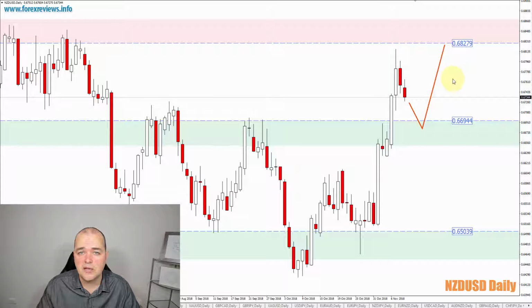So overall on this market, highlighting that if price pulls back and tests the 66.94 zone area, this is an area on this market where I'm just looking for bullish evidence and a potential move to the upside from this important area. Okay, well that's it for that market.